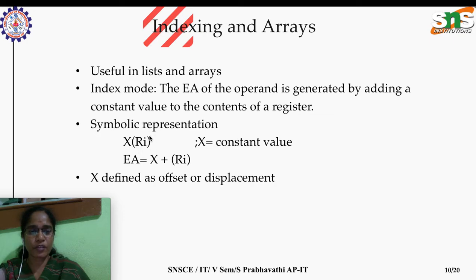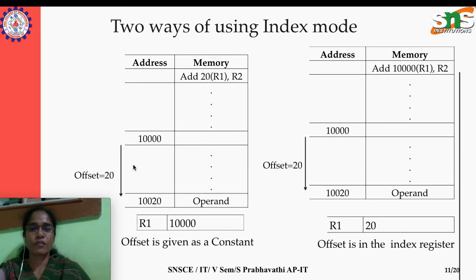The symbolic representation of indexing mode is X(Ri), where X is the constant value, which we could also name as an offset or displacement. Displacement or offset means from the current position, how much value needs to be added. That's the offset or displacement value, given by a variable X. Then the effective address is obtained by adding that constant value to the register content. This answer is said to be the effective address. With an example this will be clear.